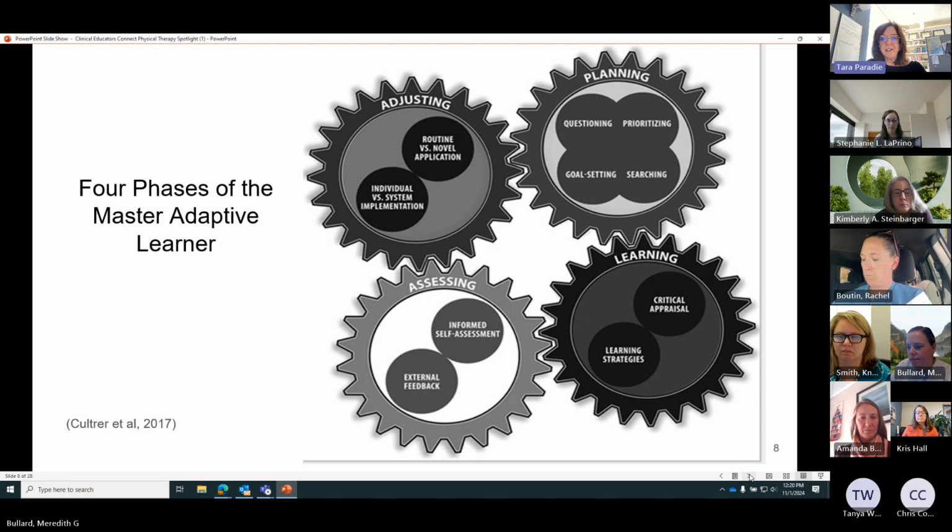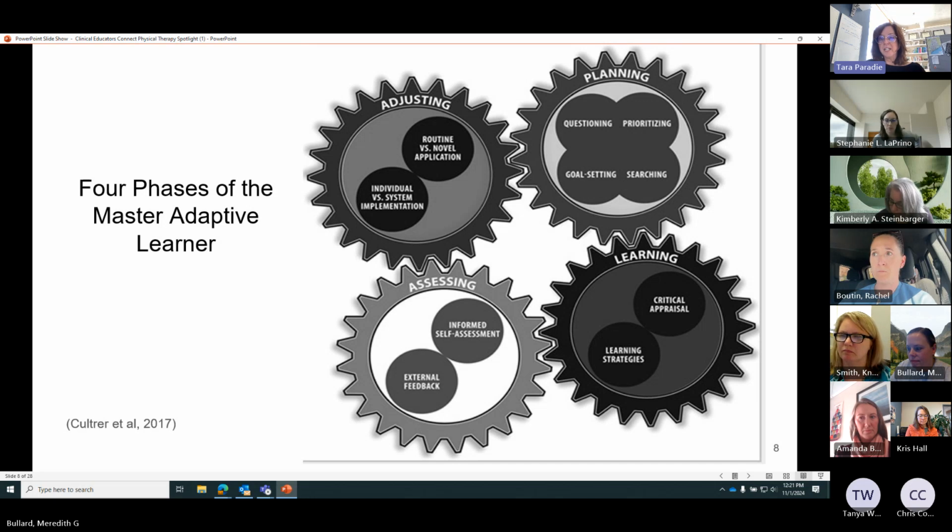So here's a little bit bigger, these 4 phases of the Master Adaptive Learner. And we're going to start in that upper left-hand corner with regard to that planning phase. And so the planning phase is where the student is asking questions of themselves. They're prioritizing and they're goal setting. This is the place where they can identify a learning gap for themselves, and they're saying, okay, between A and B, I need to learn all of these techniques, and this is how I'm going to put this together.